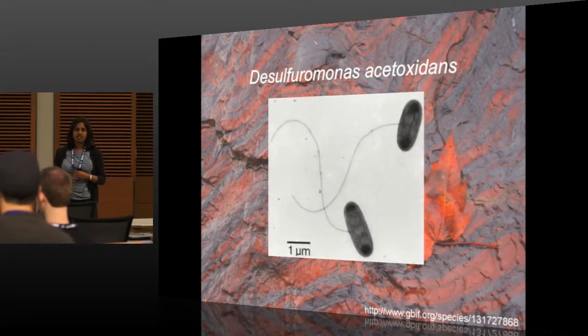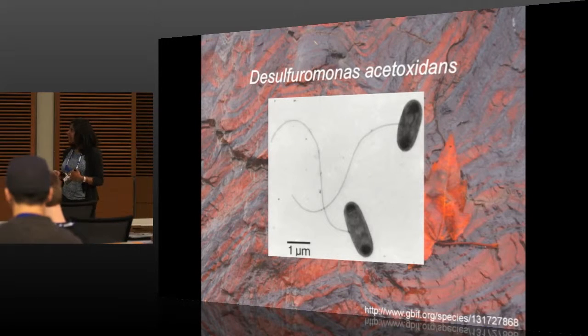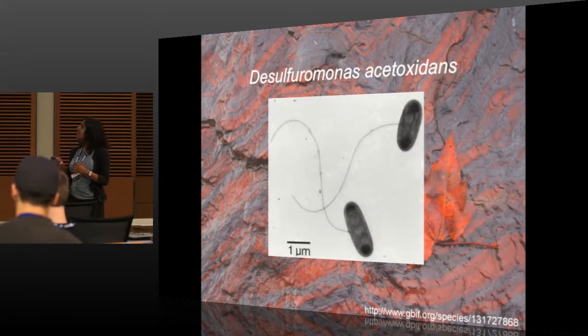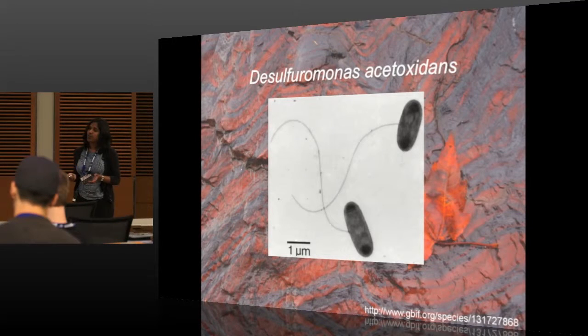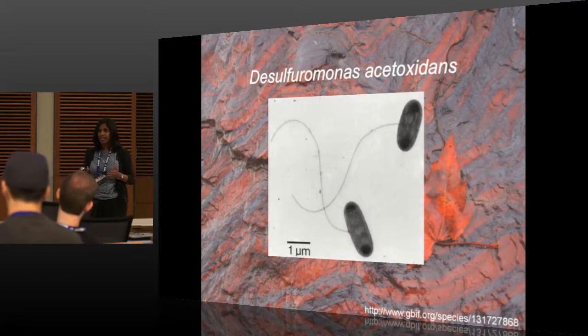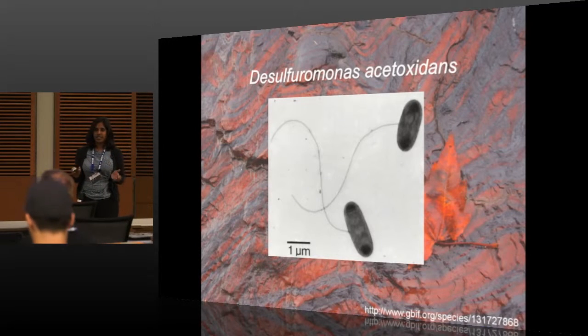Desulfuromonas is the organism of choice in our experiment, and the reason is that Desulfuromonas is the marine cousin of Geobacter, which has been recognized for iron reduction. And previous studies in the literature have shown that they are capable of reducing ferric iron in components which contain silica also.